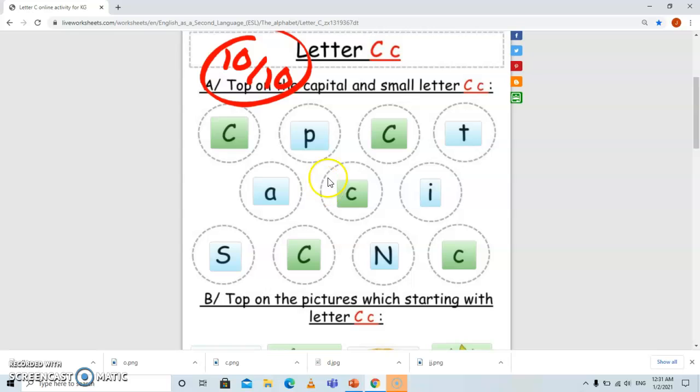Yes, we did it. Good job, my friends. Now it's your turn to play and think of more words that start with letter C.